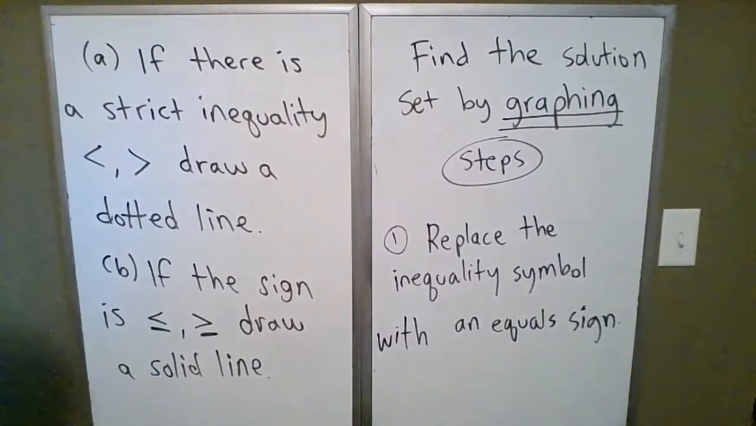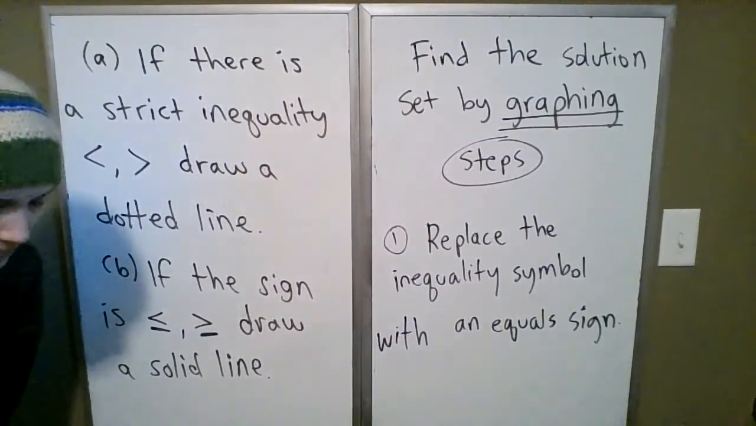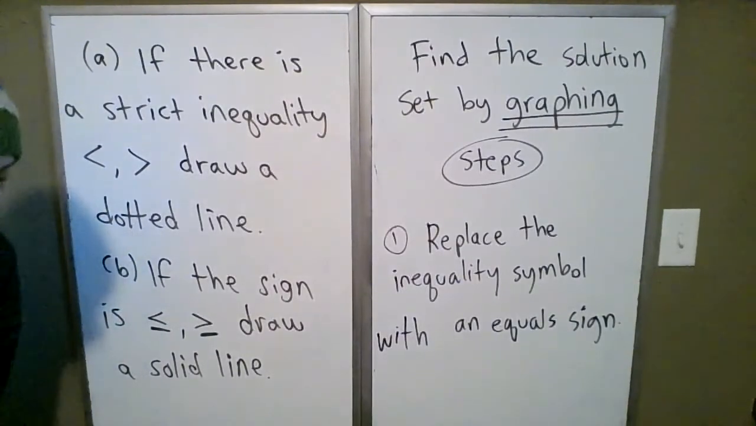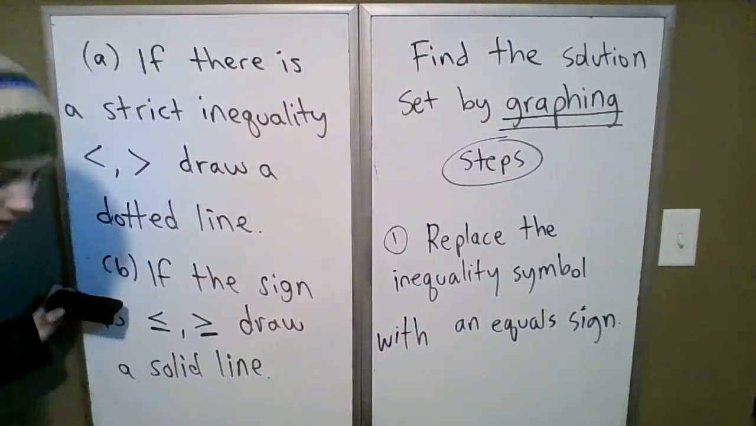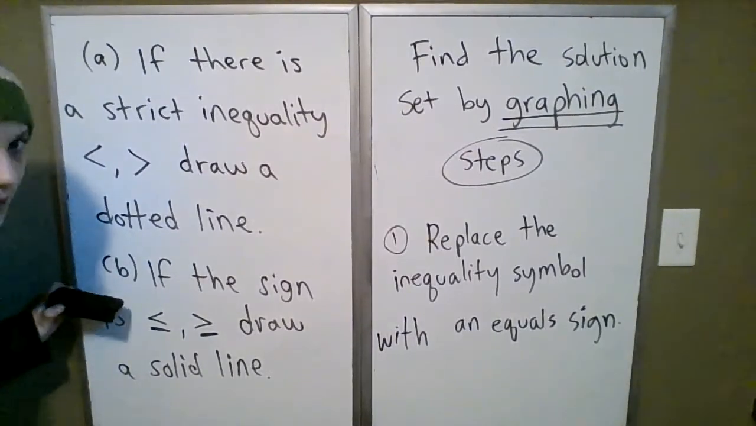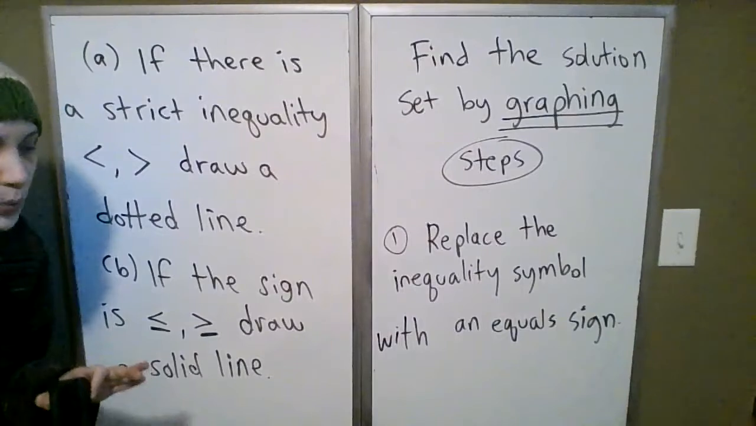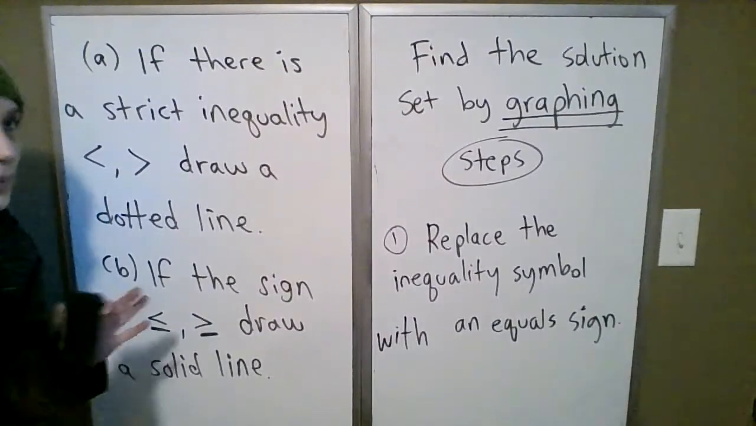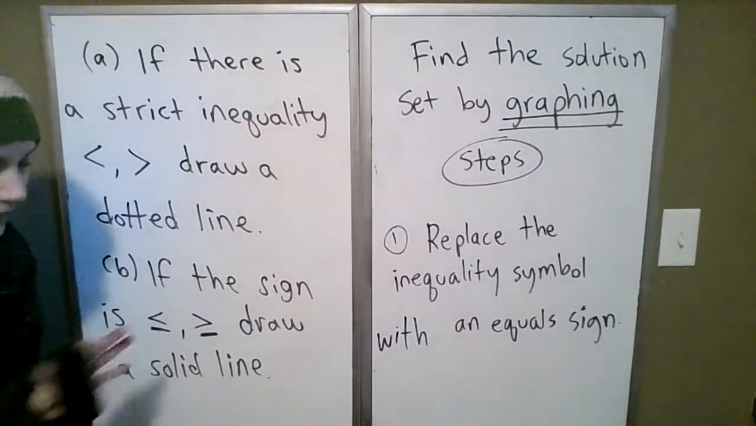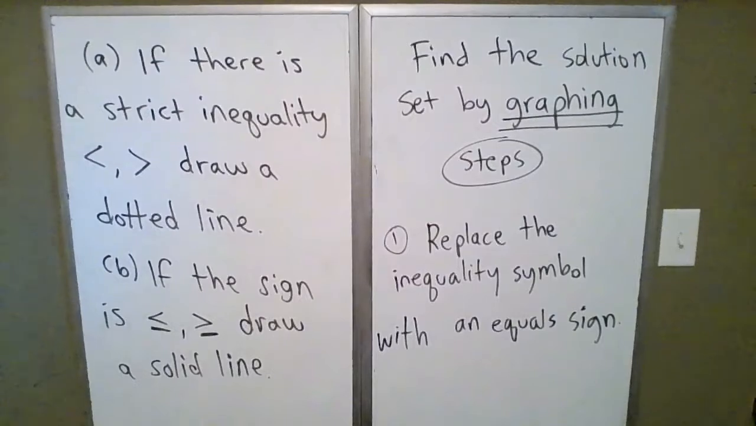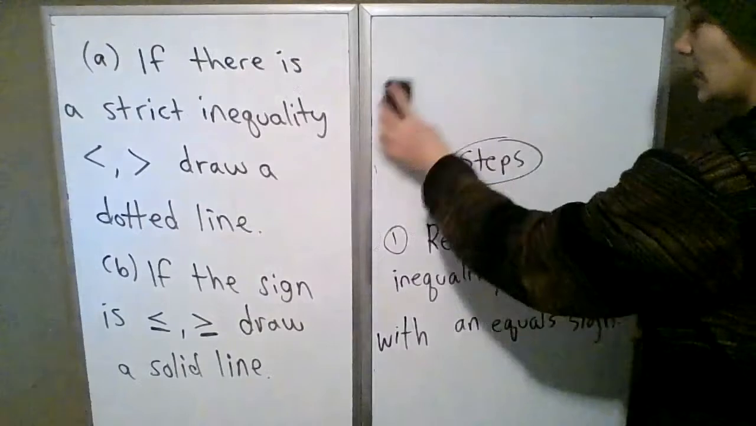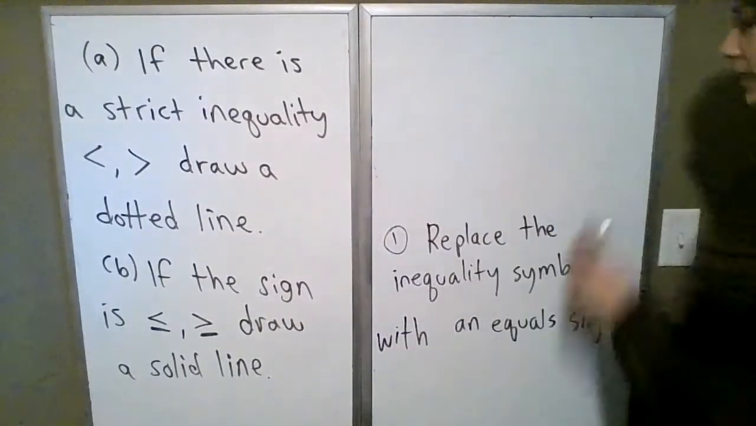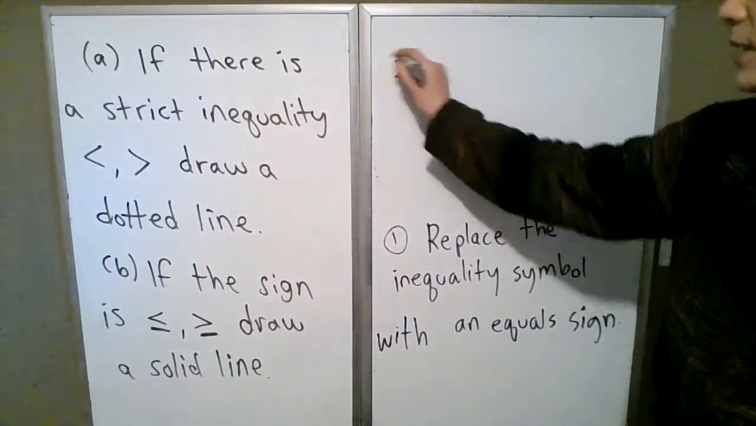Okay, let's see. There's just a little bit more to this. After we have our boundary, it's either dots or solid, you need to pick a test point. Be sure that you do not test a point that is on the line. You need to pick any point away from the line. So number 2 is to test a point. Be sure that the point is not on the line.